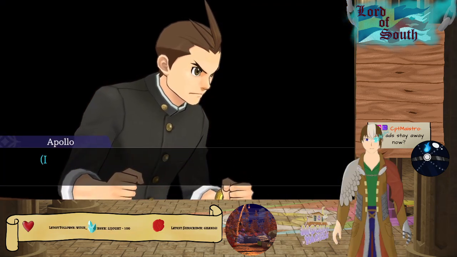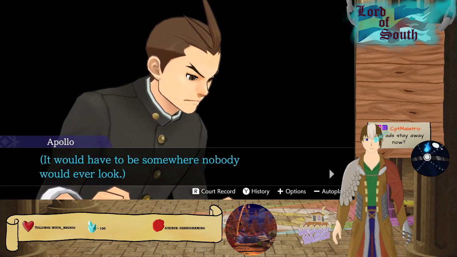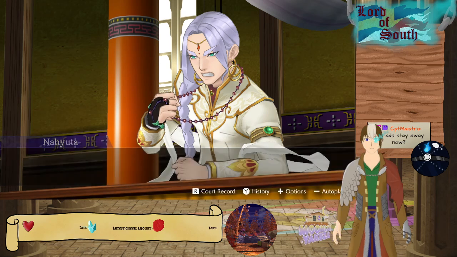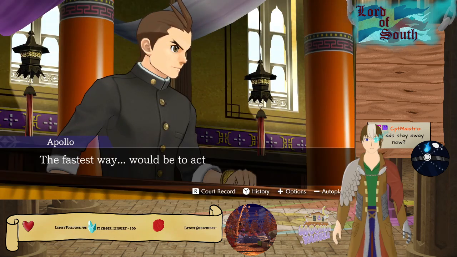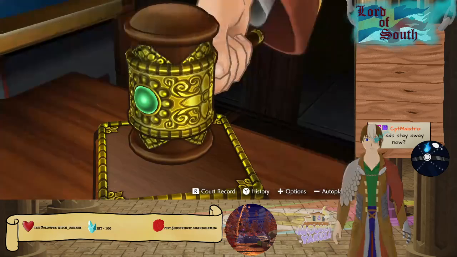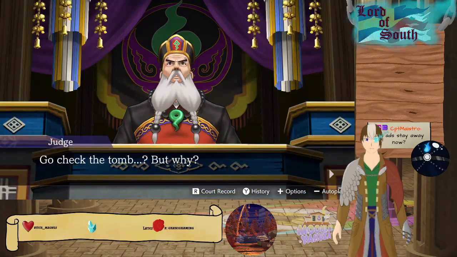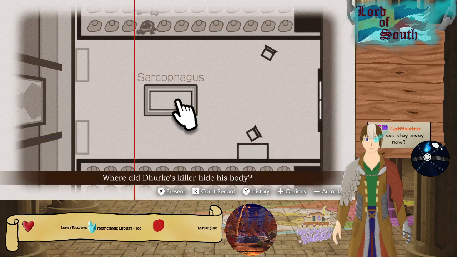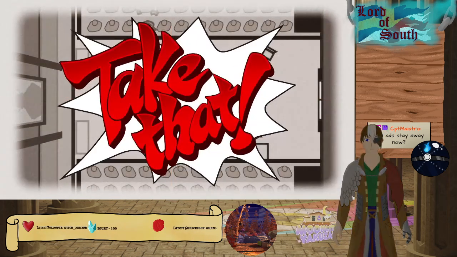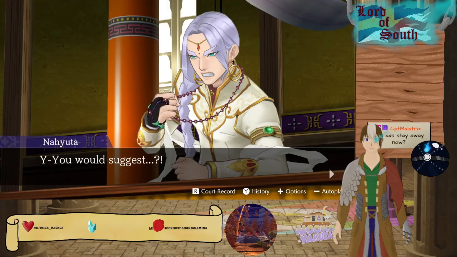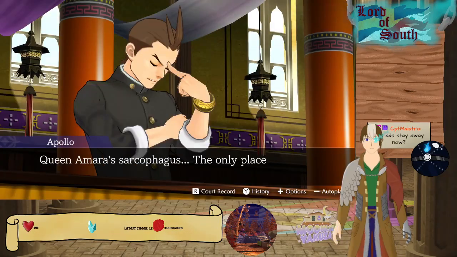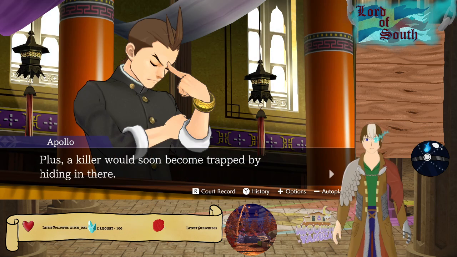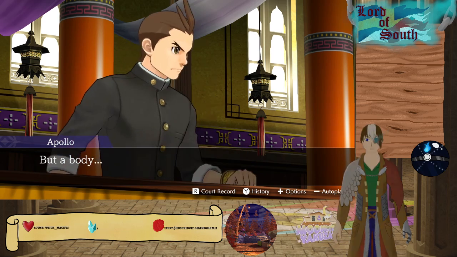Daruk's killer must have hidden his body. It would have been somewhere nobody would ever look, and there is only one such place. You truly have proof. The fastest way would be to actually have someone go and check the tomb. Go check the tomb, but why? Because I believe Daruk's killer hid his body here, the sarcophagus. Take that. It was empty, apparently. You would suggest. Queen Amara's sarcophagus, the only place in the tomb that no one would dare to look. Plus, the killer would soon become trapped by hiding in there. But a body?